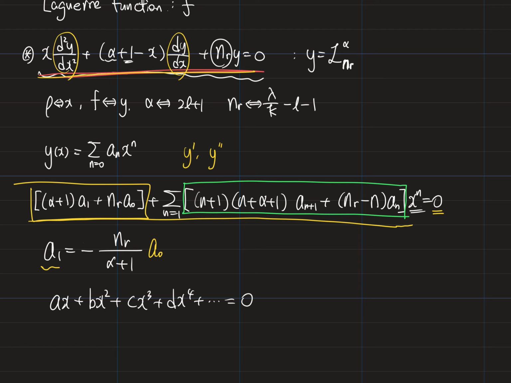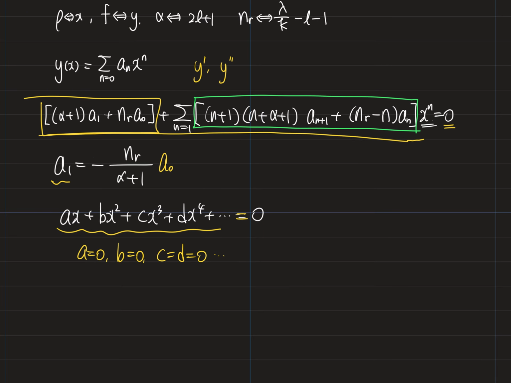So this goes to infinity. So the only possible way to make this infinite sum to be 0 is let's put a equals 0, b equals 0, c, d, all the coefficients in front of the polynomial function should be 0, right? So with this in mind, let's take a look at the green box here.